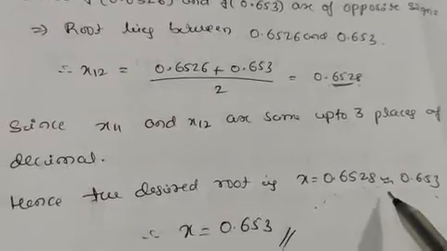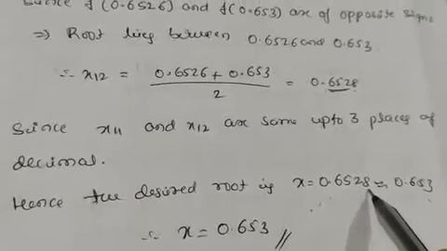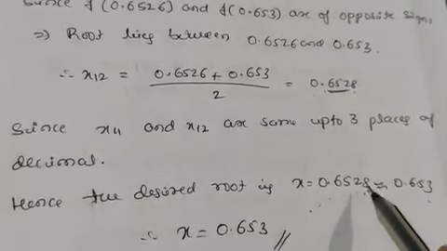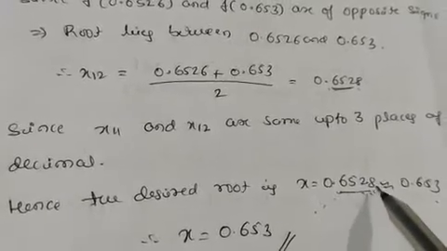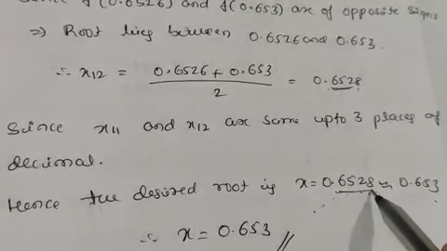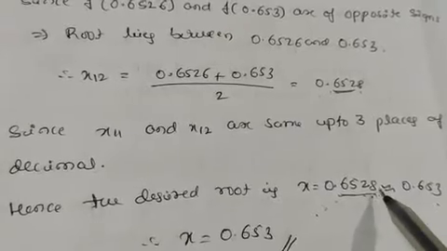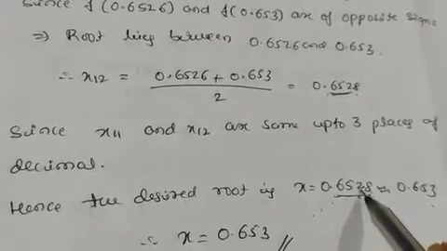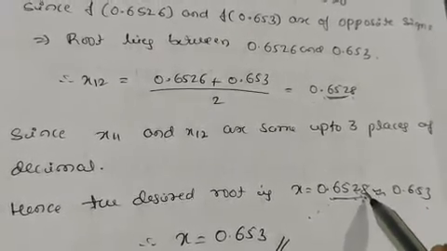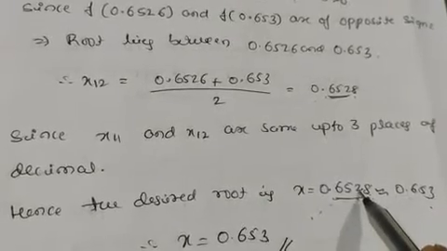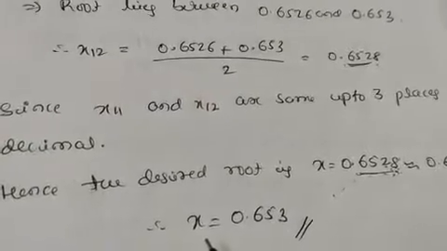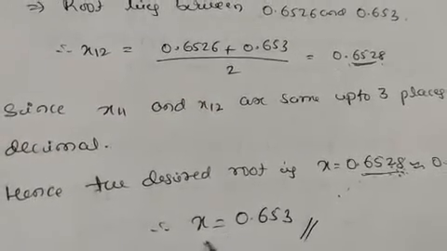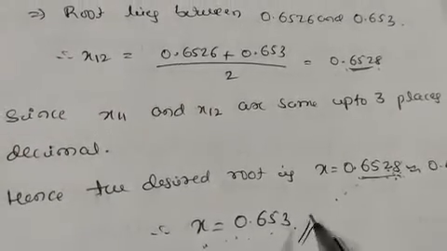0.653. I told you how to round off a number. Suppose we want to take only up to 3 decimal places, then you have to look at the next decimal place. If it is greater than 5, you add 1 to the previous digit and neglect this one. It is 8, so the previous digit becomes 3. So 0.653. Therefore, we can take the root of this equation as x equals 0.653.